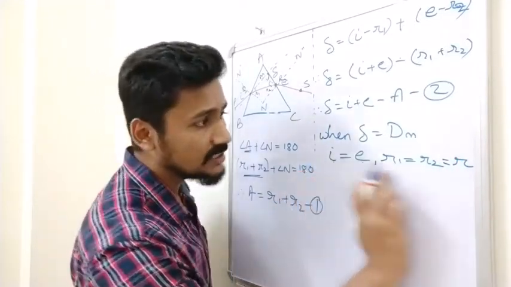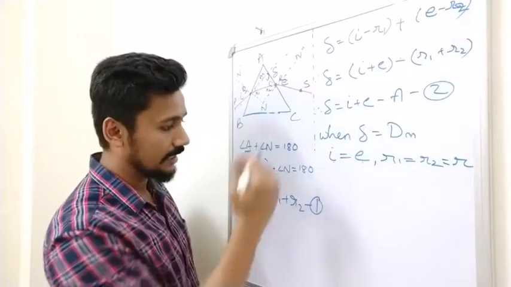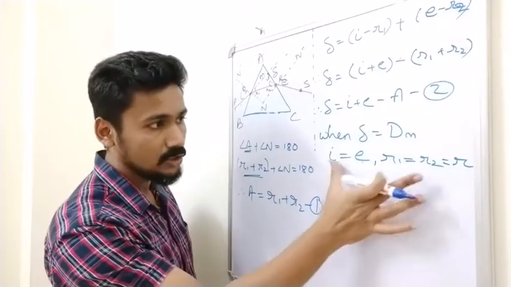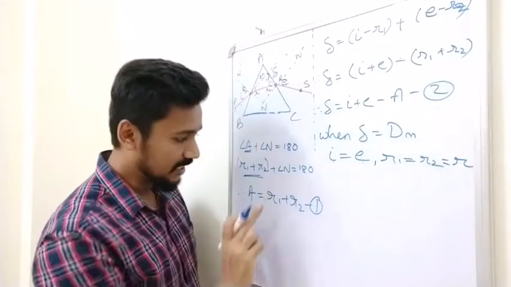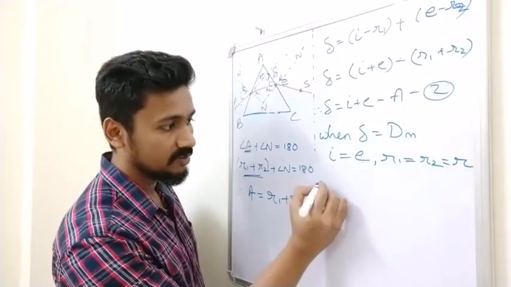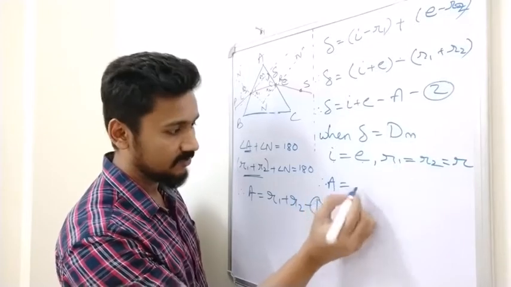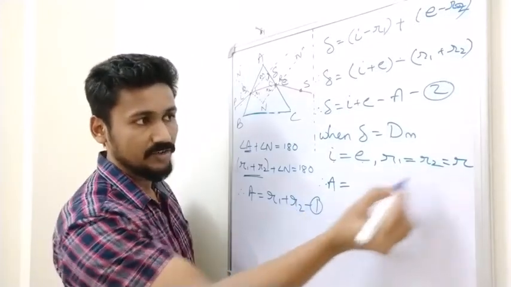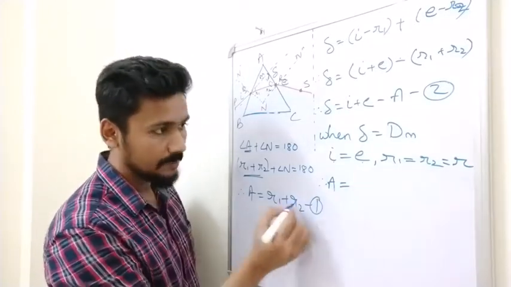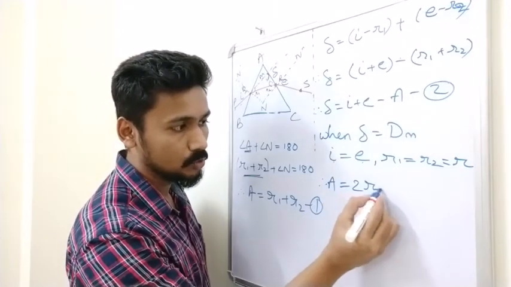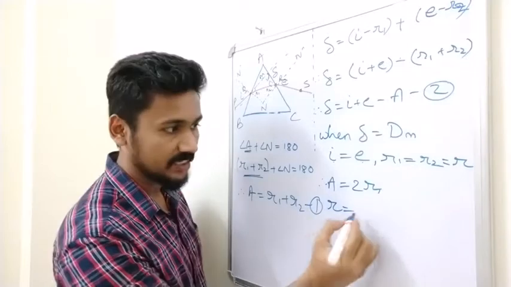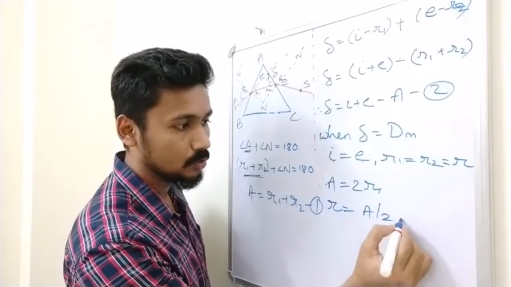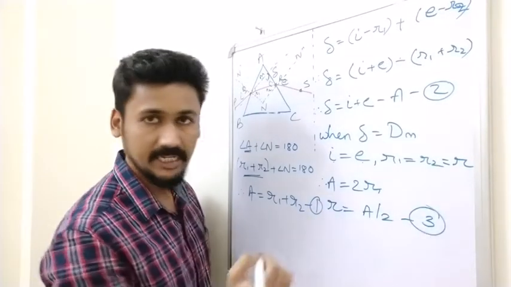Fine. Using these, our earlier equations will change. At delta equal to dm, what will equation 1 become? We get angle A equal to R1 plus R2, which is R plus R, so A will be equal to 2 times R. Or we can say small r, that is the angle of refraction, will be A by 2. Let us call this our third equation.